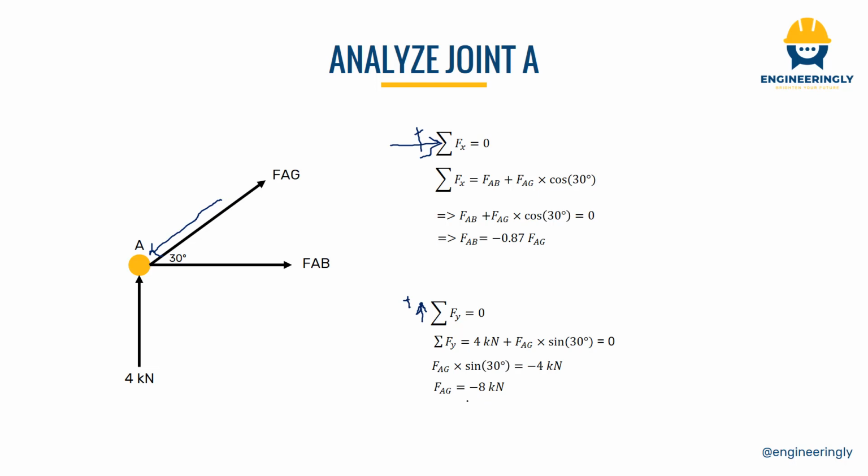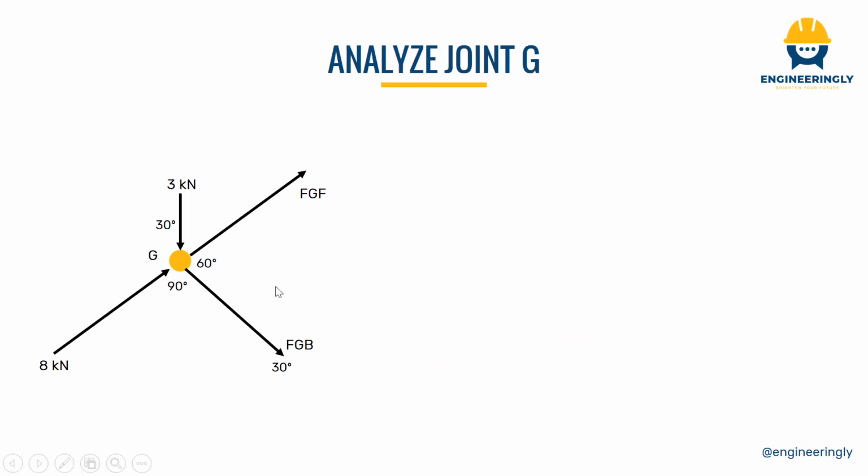So from here, we can replace this value in here and find the value in member AB to be 6.93 kilonewton. Since this is positive, we will be sure that the direction that we assumed is okay and the member is under tension. On joint G in here, we have a 3 kN force acting downwards on joint G. We had an 8 kN compressive force from the previous member of joint G.